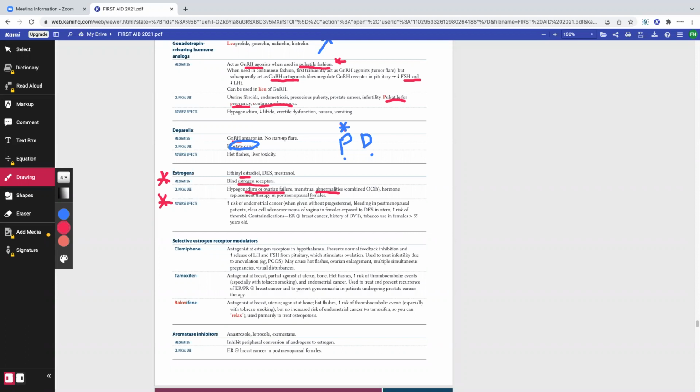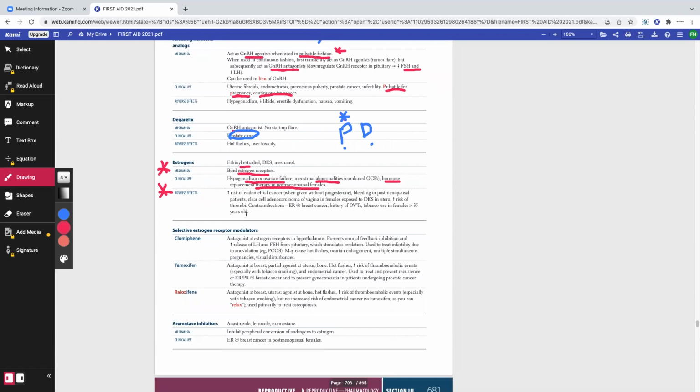So we give them for menstrual abnormalities and hormone replacement therapy in postmenopausal females. In postmenopausal females, we can also give them these things to decrease what? To decrease the menopausal symptoms. What are the perimenopausal symptoms? Hot flashes, anxiety, mood changes, hypertension, and all of those things, right? So that's that. Can we also give them for osteoporosis? Yes or no? Estrogen for osteoporosis? The answer is estrogen is also given for osteoporosis.